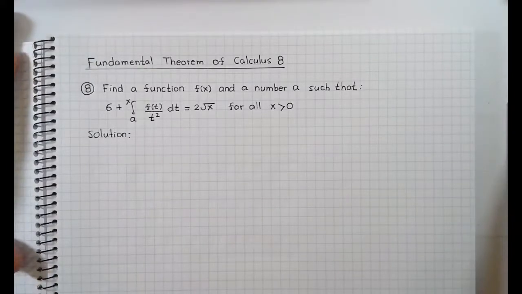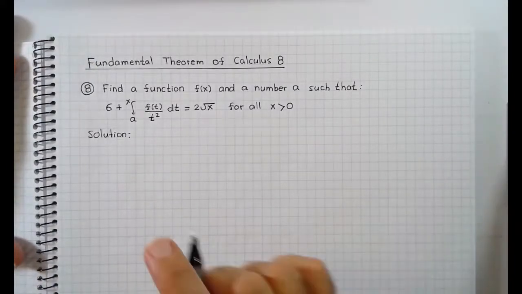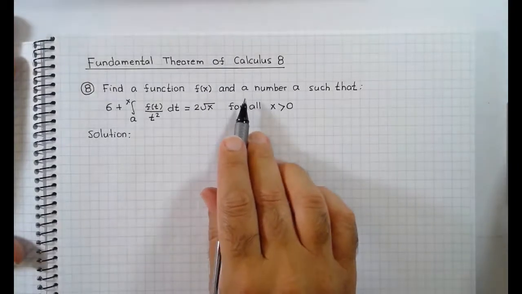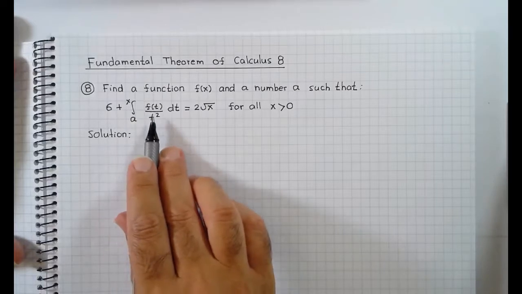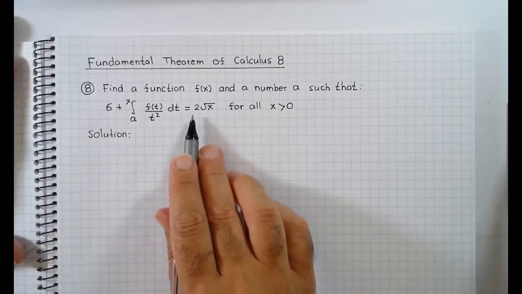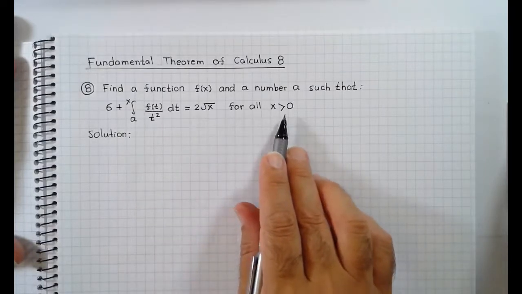This video is another application of the fundamental theorem of calculus. Find a function f of x and a number a such that 6 plus the integral from a to x of f of t over t squared dt is equal to 2 root x for all x larger than 0.